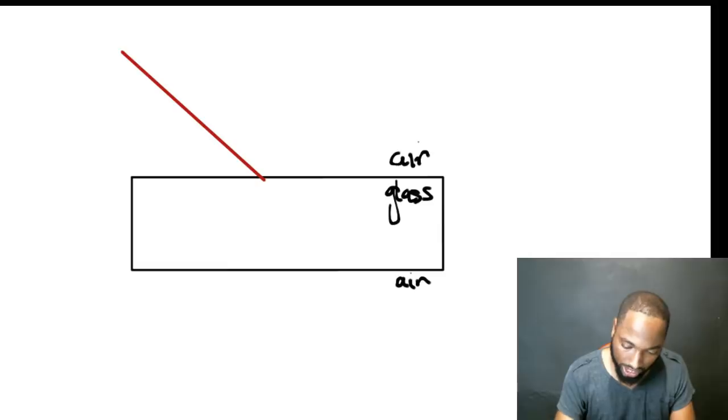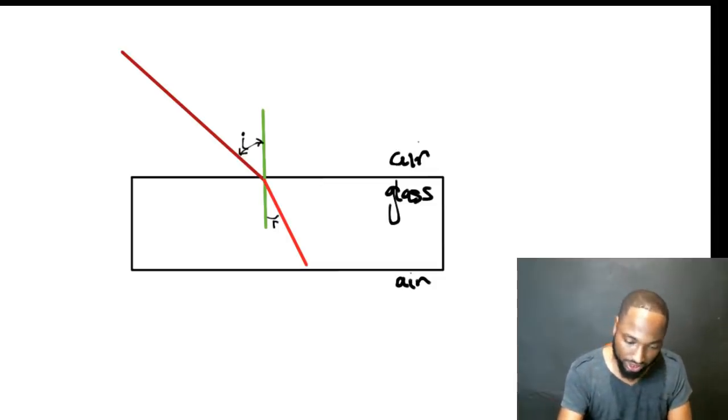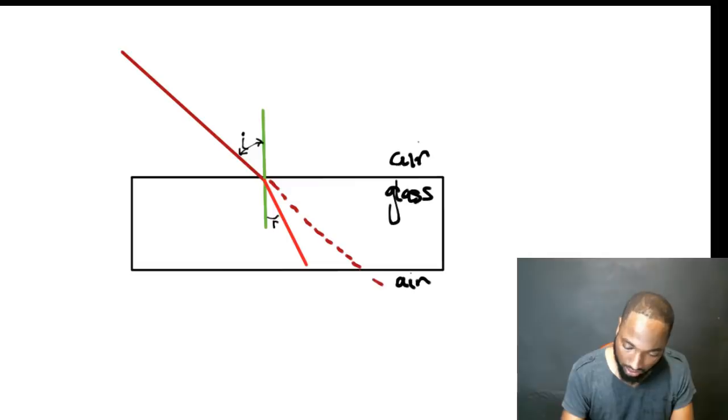So let's draw a little normal here in green, a small one. Let's make the normal go through. Then it bends a little bit towards the normal like this. So you can clearly see here that you have an angle of incidence i up here, and an angle of refraction r down here, and r is smaller than i in this case. If it was going along the same route, it would have gone straight along like this.